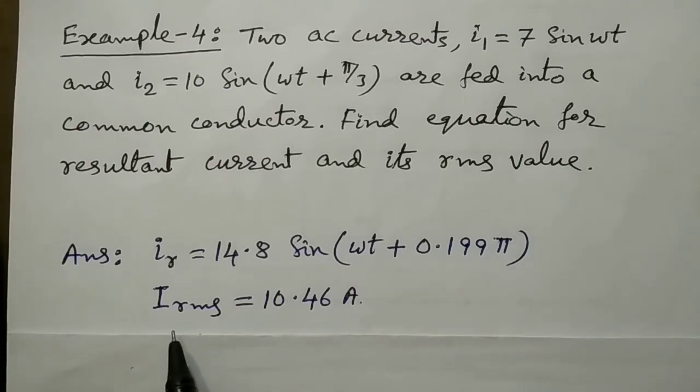Next, the RMS value. As we know, for a sinusoidal waveform, the RMS value is the maximum value upon root 2. So the answer is 10.46 ampere. So try to solve these two questions. Thank you.